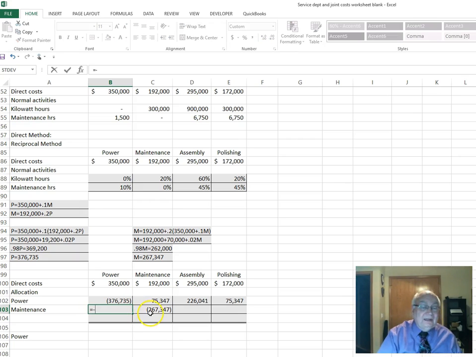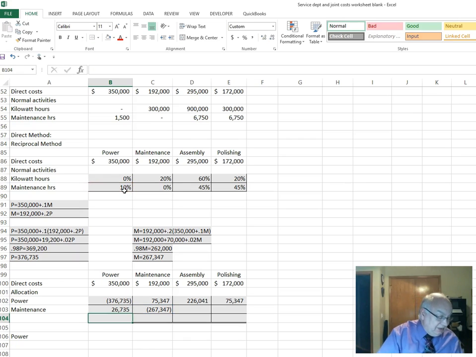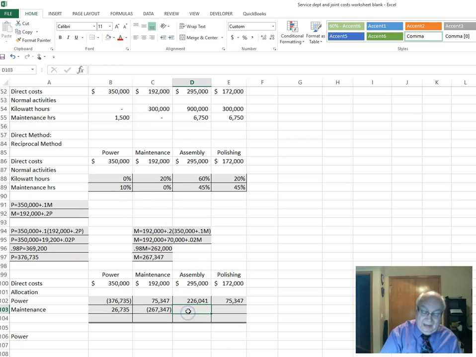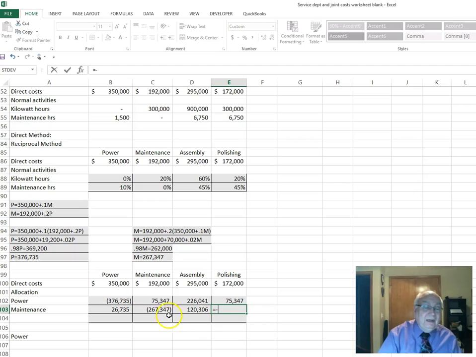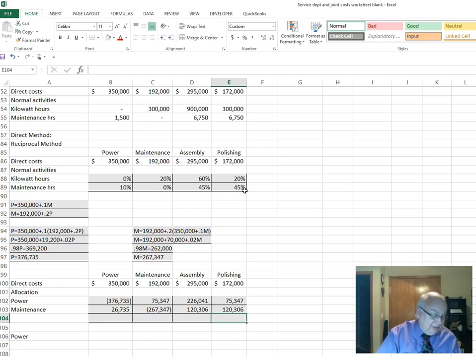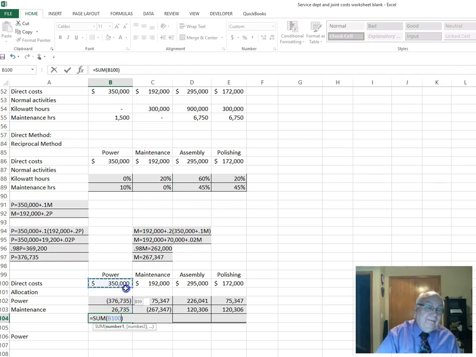So equal minus, this time we want to allocate the 267,347 times, that's the 10%. So that gives me 26,735. Equal minus the 267 times 45% for the assembly, and equal minus 267 times the other 45%. So then we just simply add these up like we have before. Okay, so that gives me 0.